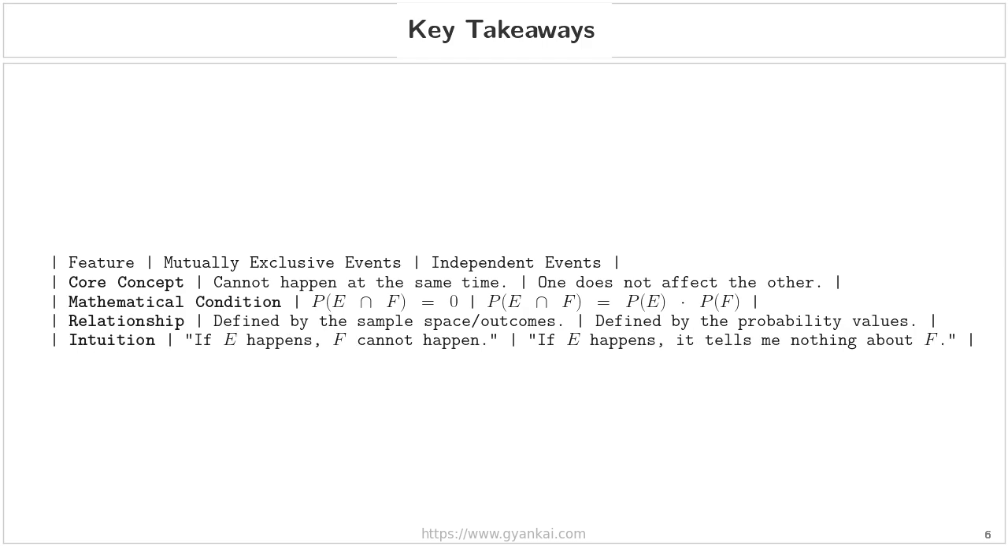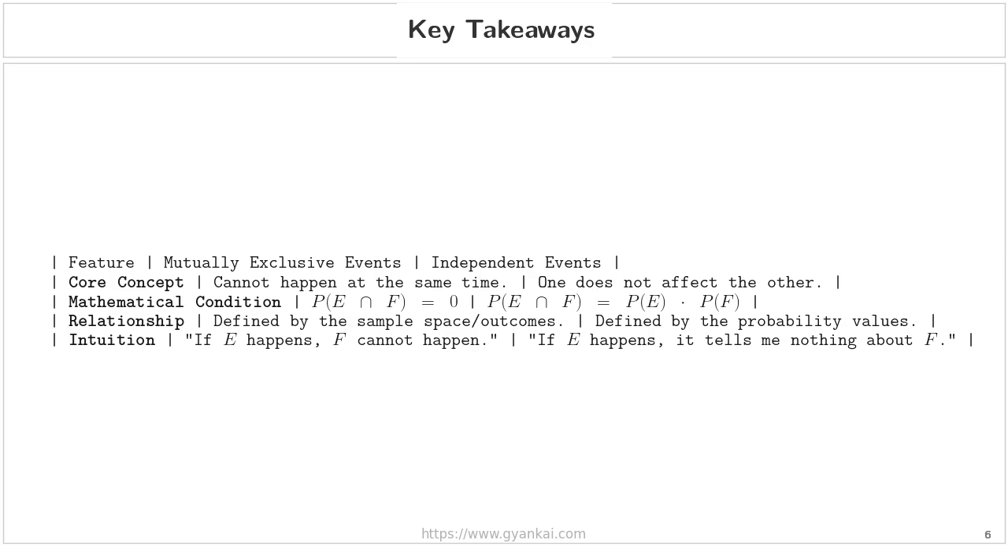Finally, let's look at the intuition row. This is my favorite part because it helps you check your logic. If you are dealing with mutually exclusive events, just think, if event E happens, then event F cannot happen. But if you are dealing with independent events, your mindset should be, if event E happens, it tells me absolutely nothing new about the likelihood of event F.